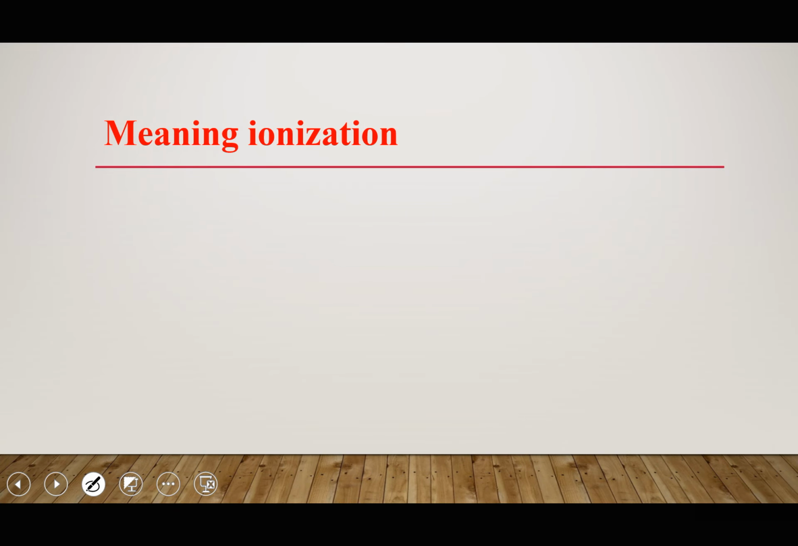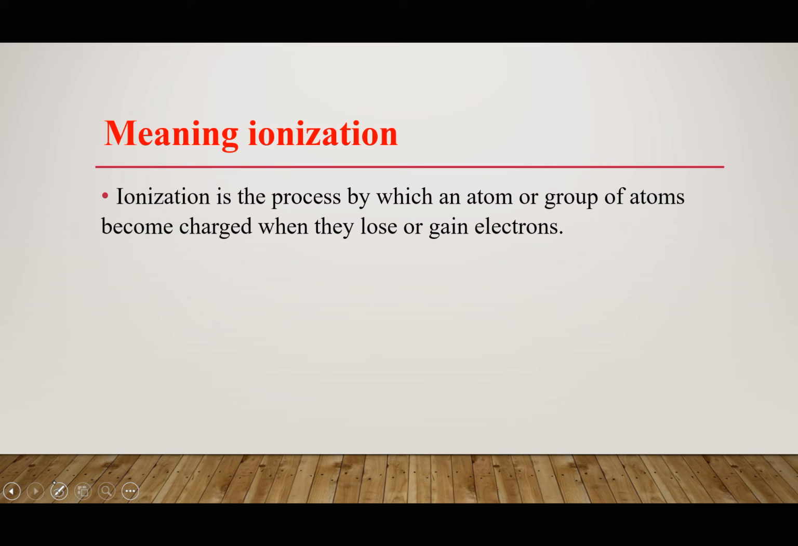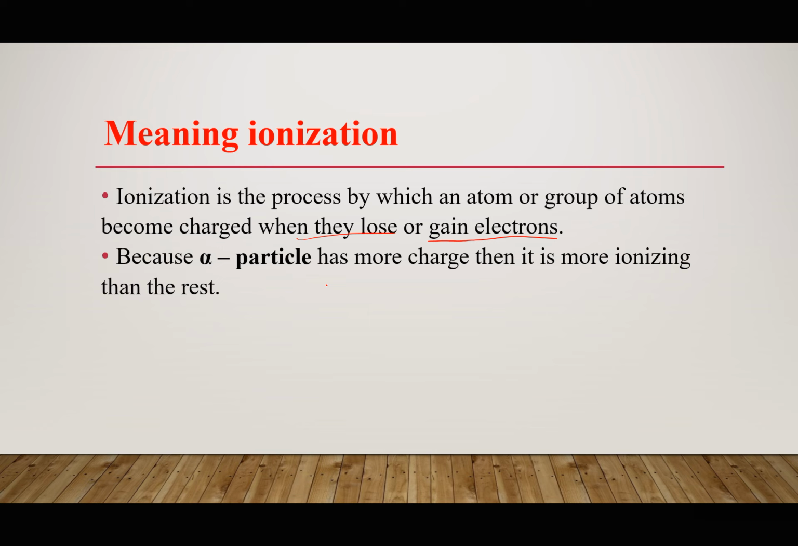So what is the meaning of ionization? I've been talking about ionization many times, so I just want to explain what we mean by ionization. Ionization is the process by which an atom or group of atoms become charged when they lose or gain electrons. Because an alpha particle has more charge, it is more ionizing than the rest. Therefore, it can easily knock out more electrons in atoms of air molecules. That's what we mean by ionization.